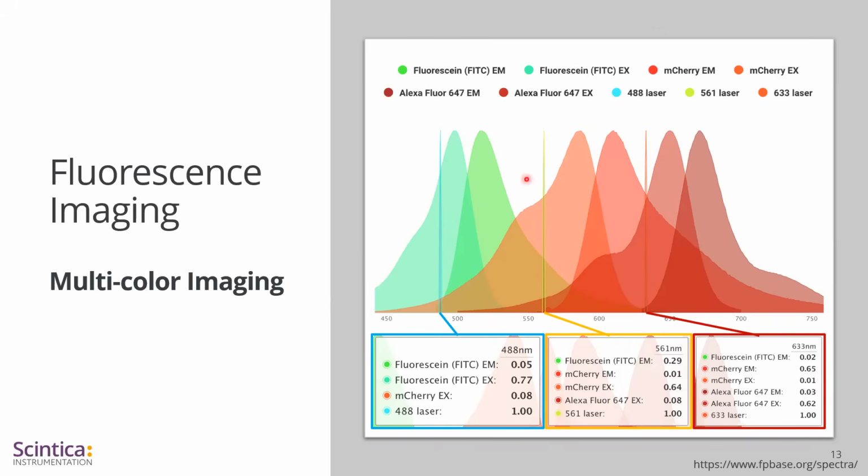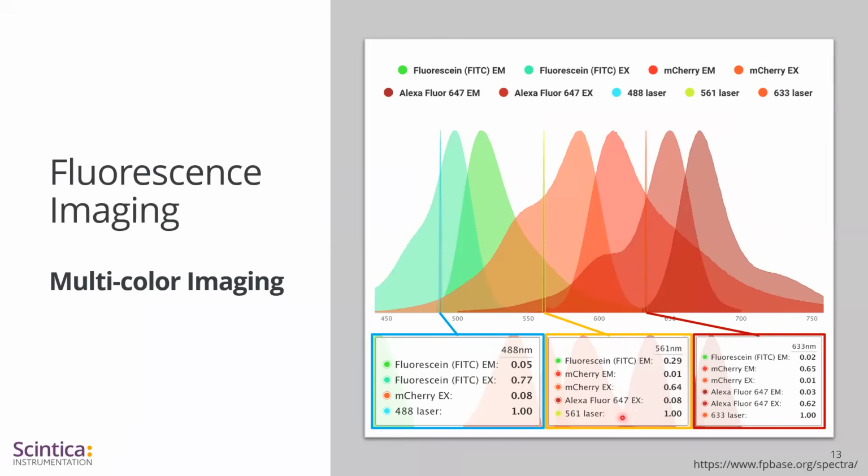That one's in the green spectrum. There's M-cherry, often used to transfect cancer cells with, in the red spectrum. And there's Alexa Fluor 647 in the far red spectrum, often used to conjugate with antibodies. So as you can see, when I put in my excitation wavelength for green, which is 488 nanometers, I will excite 77% of my FITC, but also 8% of M-cherry, which is totally acceptable.